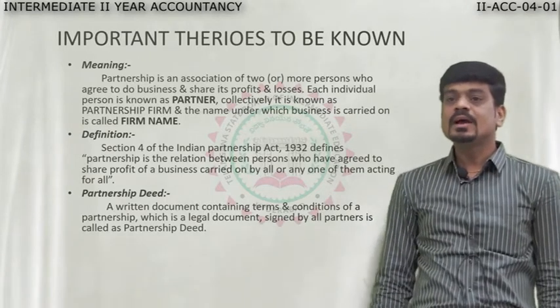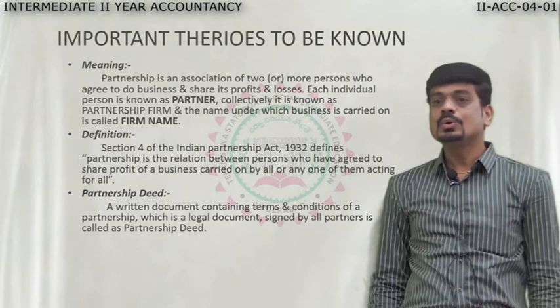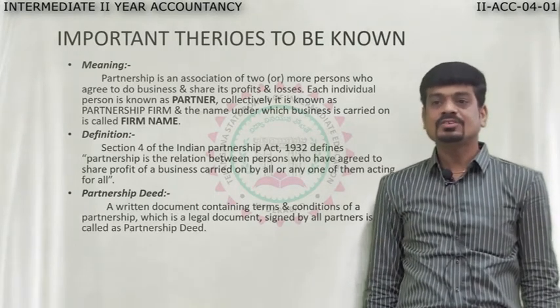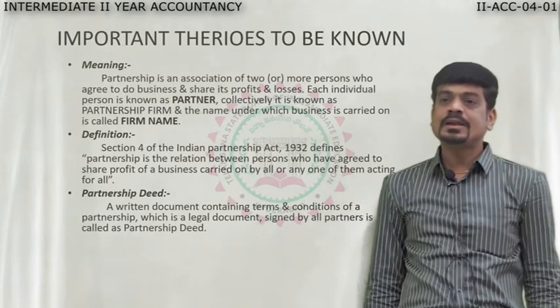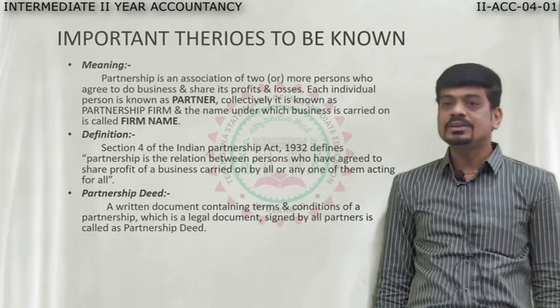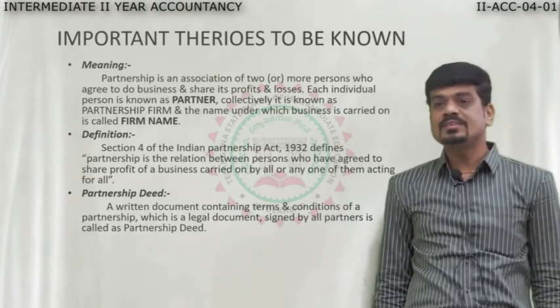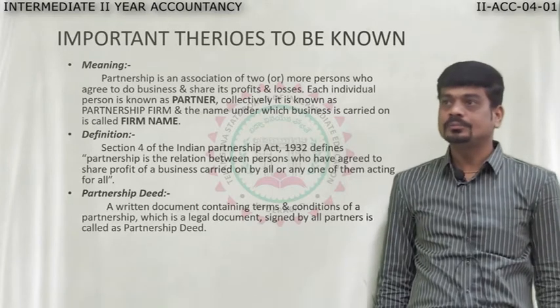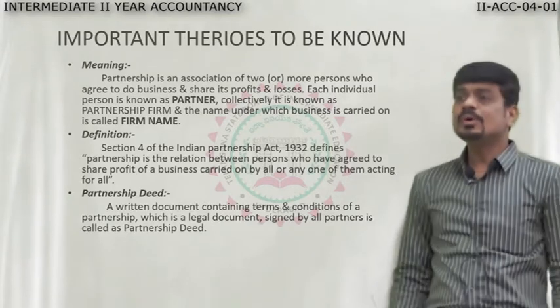Then comes the definition. According to the Partnership Act of 1932, section 4 defines partnership as the relationship between two persons who have agreed to share the profits of the business carried on by all or any one acting for all. This was the basic.